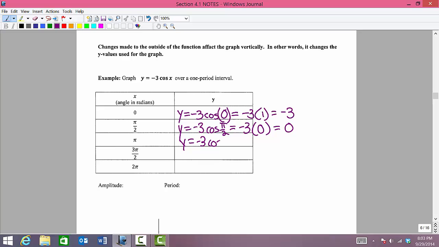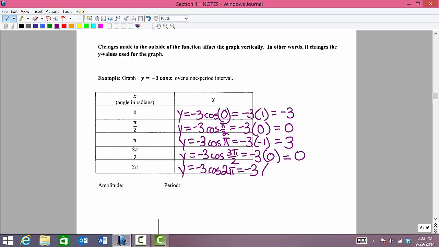We're going to do the same thing here with pi. The cosine value of pi is -1. -3 times -1 is a +3. The cosine value of 3 pi over 2 would be 0. -3 times 0 is 0. And now back to 2 pi. The cosine value of 2 pi is 1. -3 times a +1, we get -3.